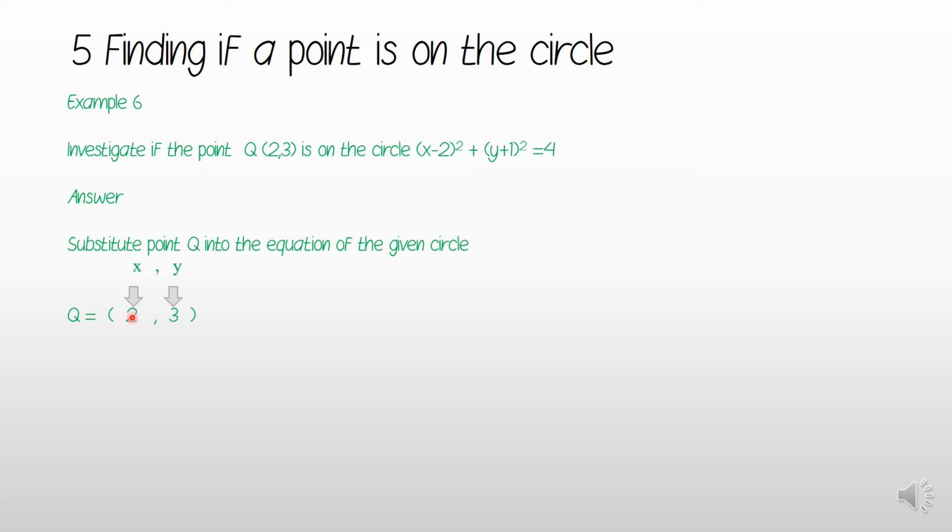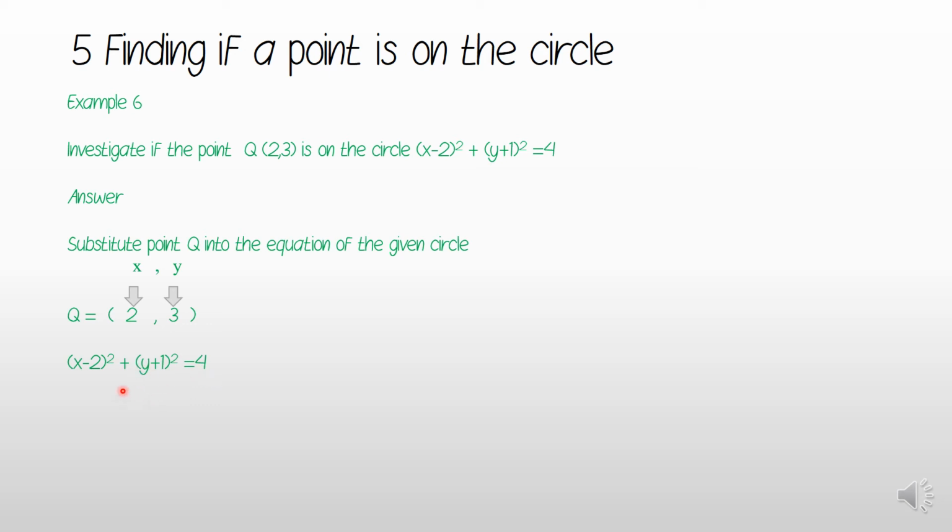So this is the x coordinate of Q, this is the y coordinate of Q. So what we do is we substitute the x and the y value of Q into the equation. So for x here, we sub in 2. And then for y here, we sub in 3. The other values, the -2 and the 1 and the 4, they remain there.